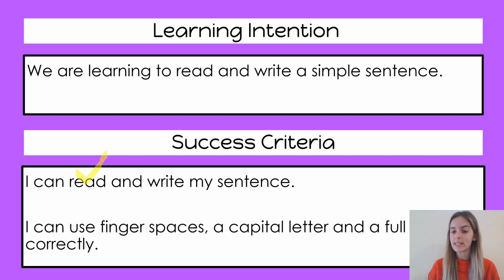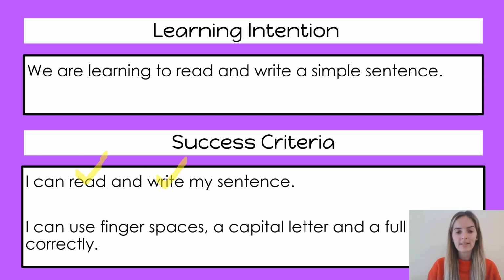We read it at the start when we were choosing which one was correct, and we also read it at the end when we were completing the writing activity. I'm also going to put a tick here over write because we did write the sentence. We wrote it at the end in our neatest handwriting.